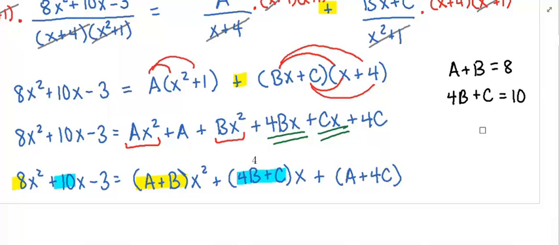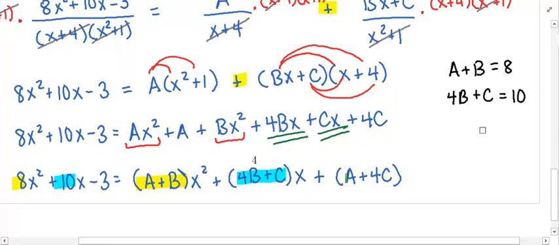Notice none of the x's are coming along. This is all just about numbers. We're comparing what's in front of the x squared, what's in front of the x, what the constant portion is. So lastly, just the number, those pieces have to match. So this tells us that a plus 4c has to be equal to -3. This is a system of 3 equations in 3 variables.